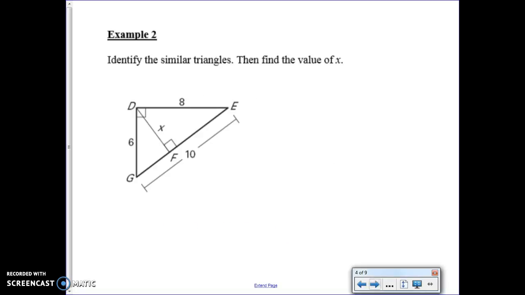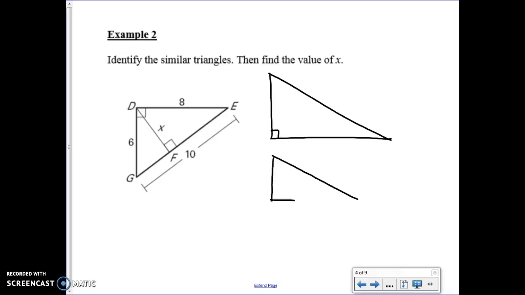Okay, so let's try one of those. It says identify the similar triangles, then find the value of x. The first thing I do is map out the three triangles and set them up. And I make it very obvious that there's one leg that's longer than another. So there's my big triangle, the original triangle. Then I have a medium triangle. And then I have a baby triangle. Notice I have the short leg standing up, the long leg down on the horizontal.